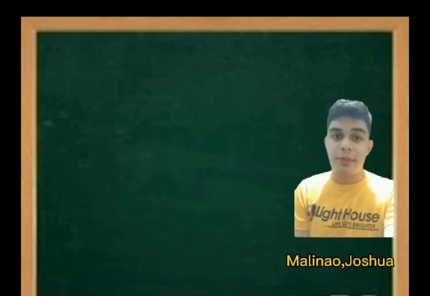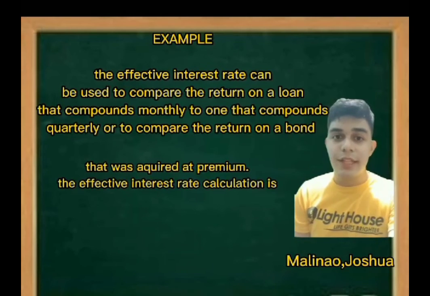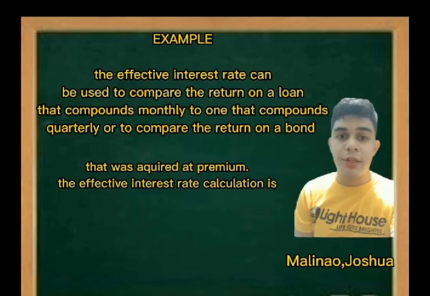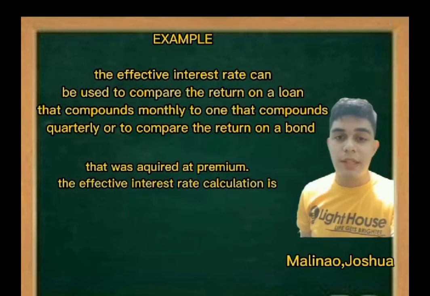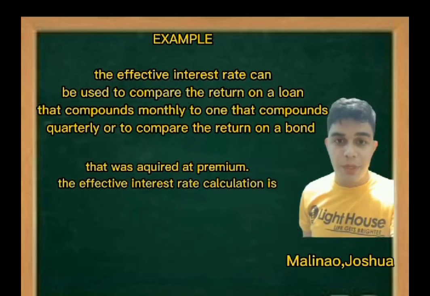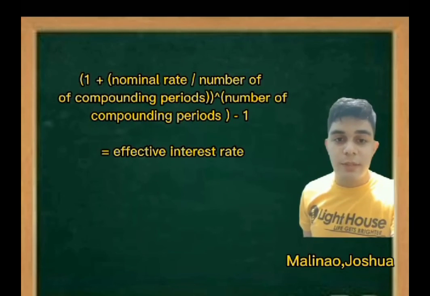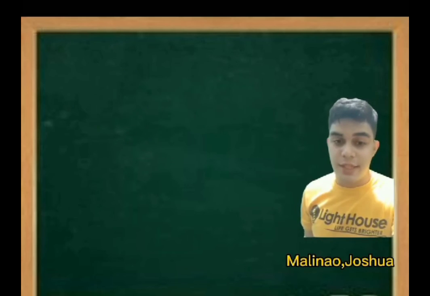For example, the effective interest rate can be used to compare the return on a loan that compounds monthly to one that compounds quarterly, or to compare the return on a bond that was acquired at a discount from its face amount to one that was acquired at a premium. The effective interest rate calculation is 1 plus nominal rate over the number of compounding periods, raised to the number of compounding periods, minus 1, which equals the effective interest rate.